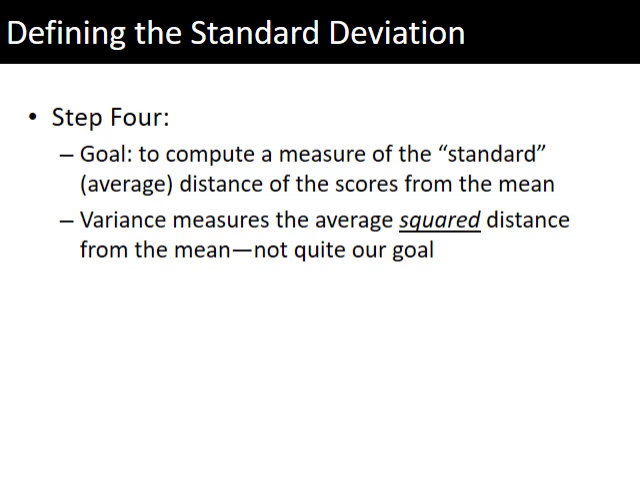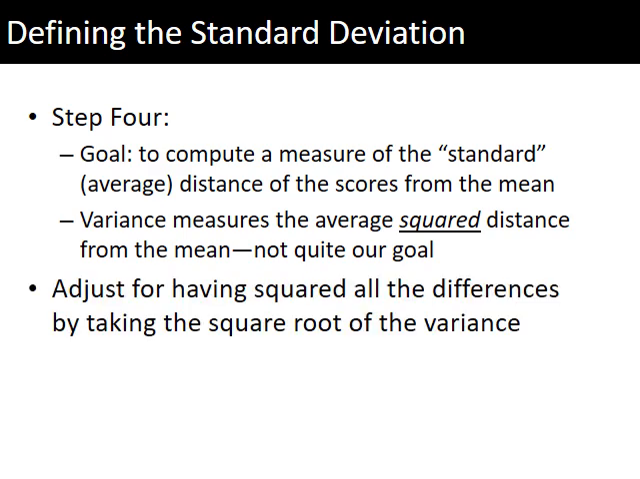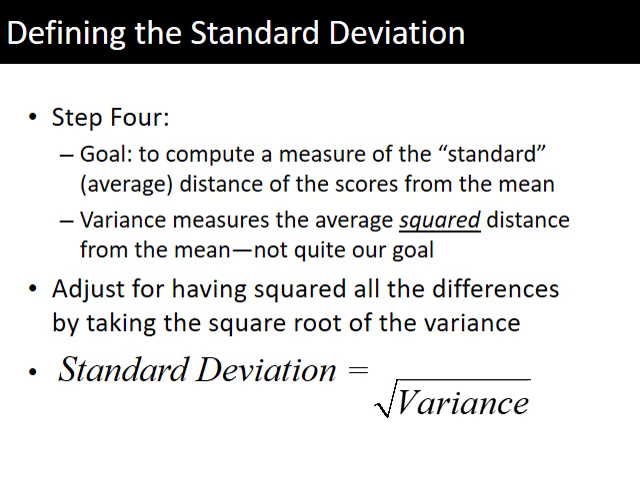Okay, so this brings us to step 4. The goal being to compute a measure of the standard or average distance of the scores from the mean. So variance measures the average square distance from the mean, and this is not quite our goal. We have to adjust for having squared all these differences by taking the square root of the variance. So the standard deviation is the square root of the variance.